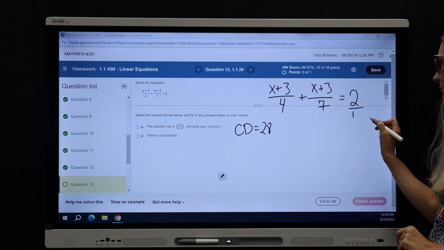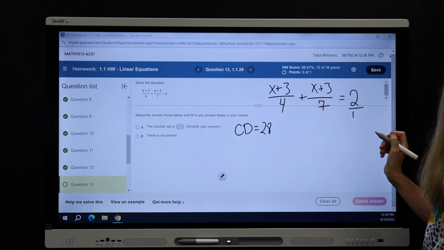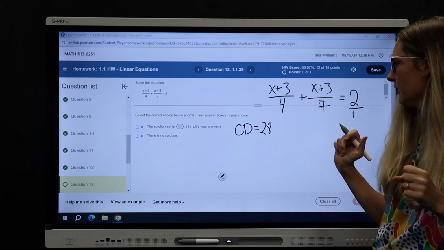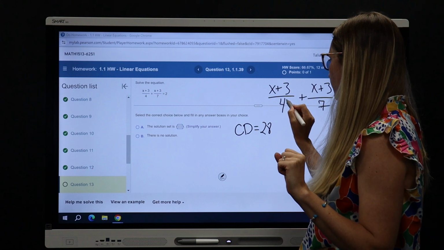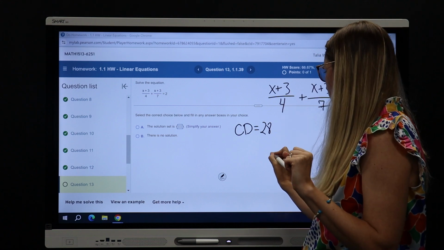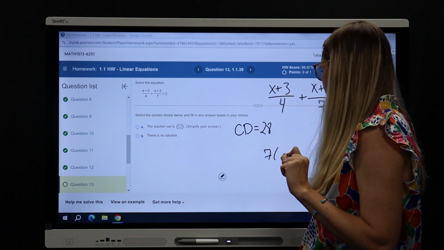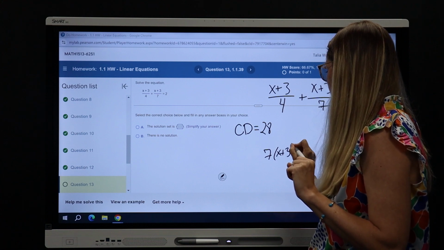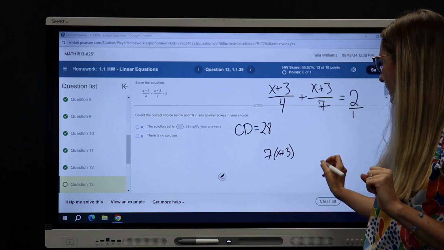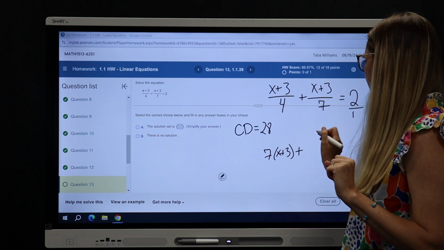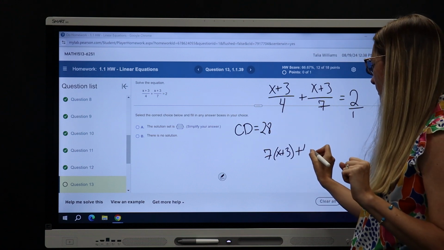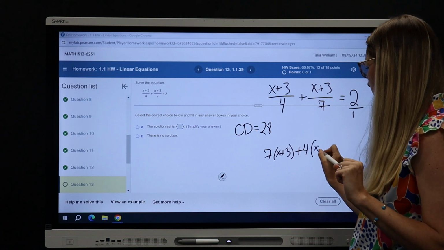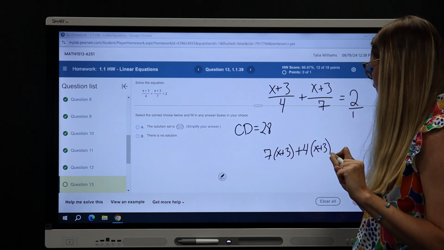So I have to get all of these to 28. 2 is currently over 1, which is important. Don't forget about your 2 over there. So to get these all to 28, 4 has to be multiplied by 7 to get 28. So I'm going to do 7 times x plus 3. And that would put that over 28. And then 7 times what gets us to 28? That's going to be 4. And it's going to be times x plus 3.